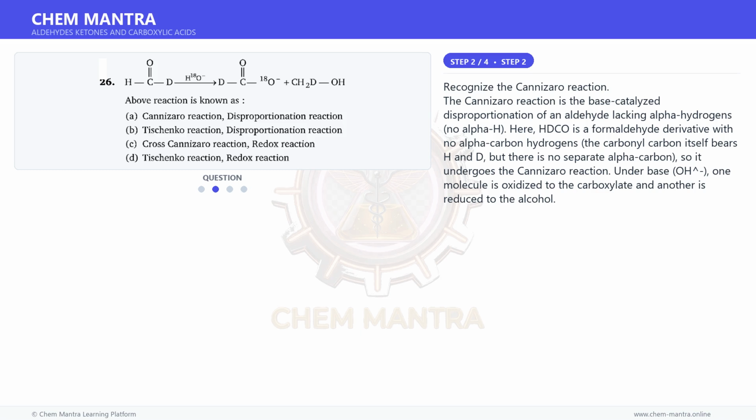Moving on to the next step. Recognize the Cannizzaro reaction. The Cannizzaro reaction is the base-catalyzed disproportionation of an aldehyde lacking alpha hydrogens, no alpha-H. Here, HDCO is a formaldehyde derivative with no alpha carbon hydrogens. The carbonyl carbon itself bears H and D, but there is no separate alpha carbon, so it undergoes the Cannizzaro reaction. Under base, or OH⁻, one molecule is oxidized to the carboxylate and another is reduced to the alcohol.